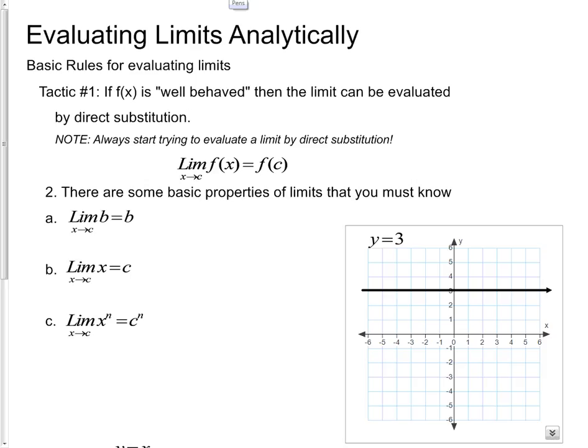And here's an example of a well-behaved function, y equals 3. Now this goes along with our first basic property, which says this: if you take the limit as x approaches some number c of a constant function, like y equals 3, whatever b is, the limit as x approaches c of b is just b. And to show this, let's talk about the function y equals 3, which is exactly that kind of function.